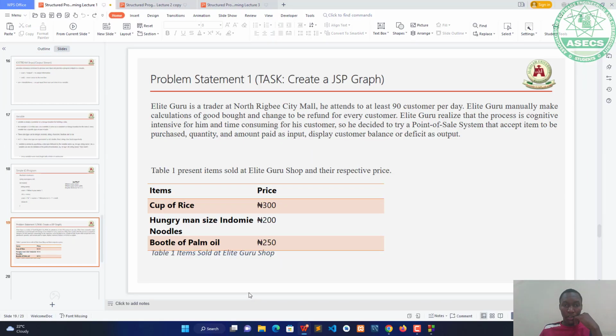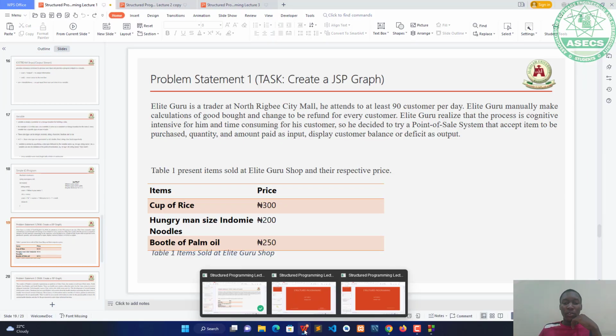Alright, now here we are in Sketchpad. Za mu yi solving wannan problem using JSP graph. Za mu create JSP graph. I'll read the problem again saboda ni ma ina son ƙara graphing na shi. First of all, bari mu create first box namu.